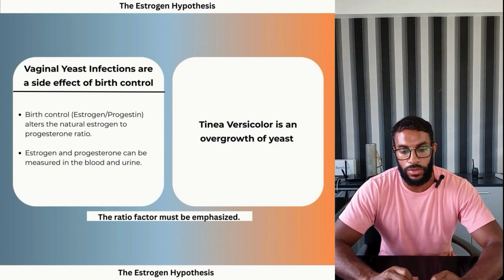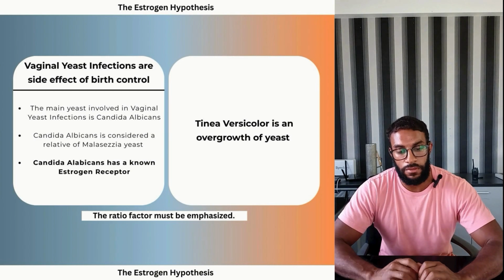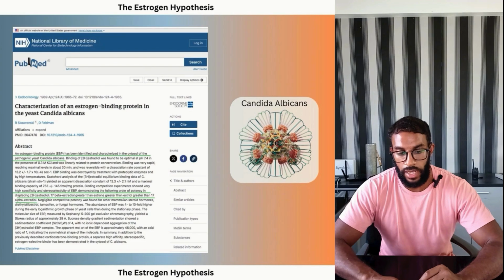So there's a part two to this part of the hypothesis. The main yeast that is involved in vaginal yeast infections is Candida albicans. Candida is considered a relative of Malassezia yeast, and Candida is known to have an estrogen receptor. So let's just look at that estrogen receptor really fast.